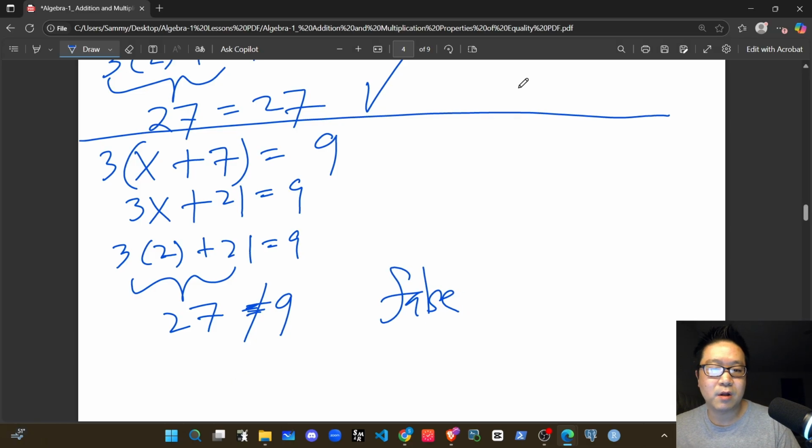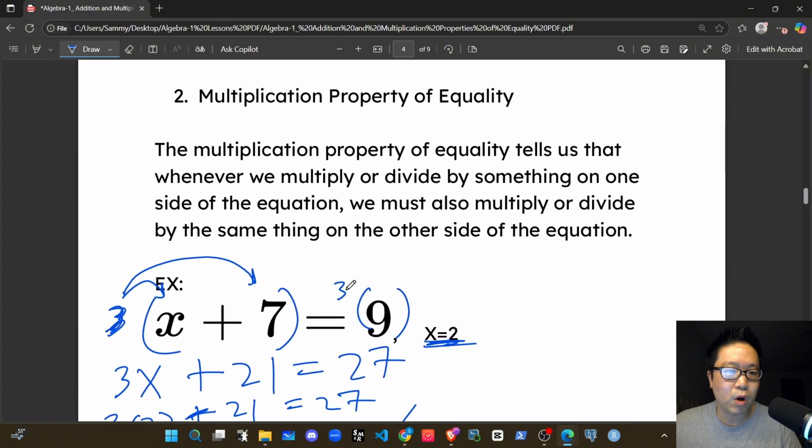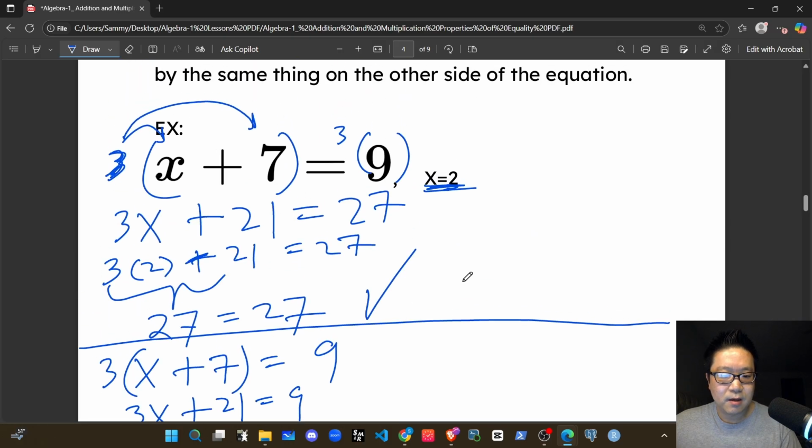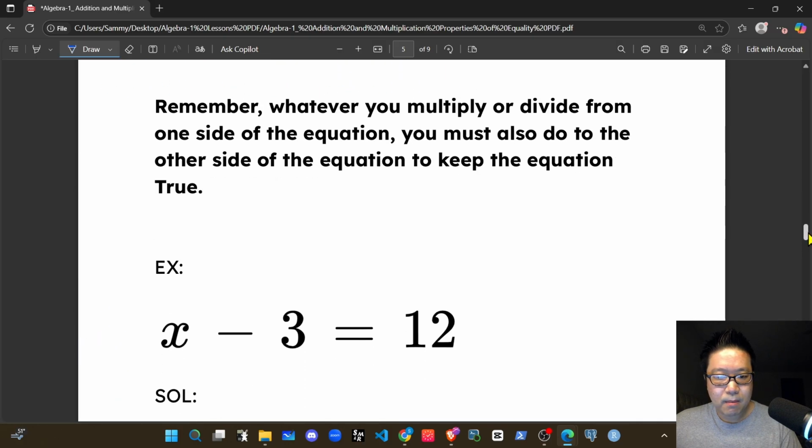Okay, so the idea of the multiplication property of equality is that whatever you multiply or divide on one side of the equation, you must do the exact same thing on the other side of the equation to maintain the equation as true, okay?